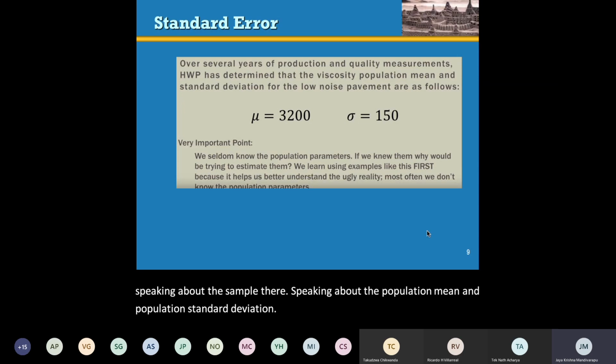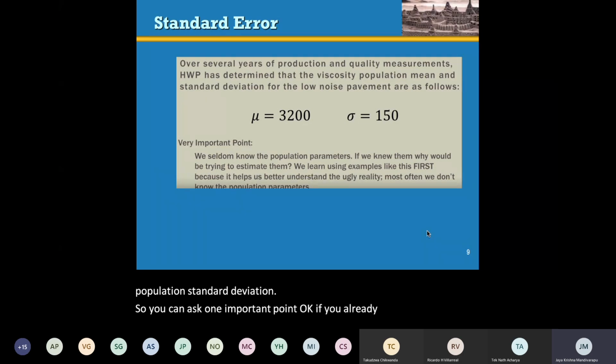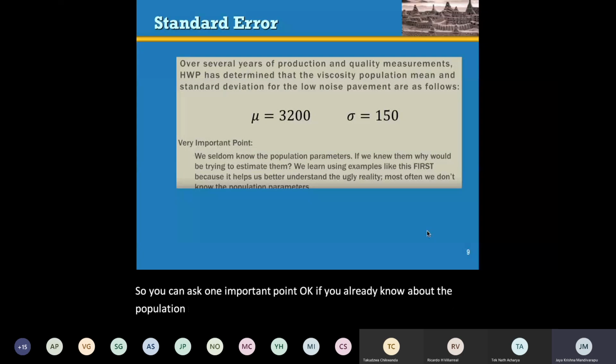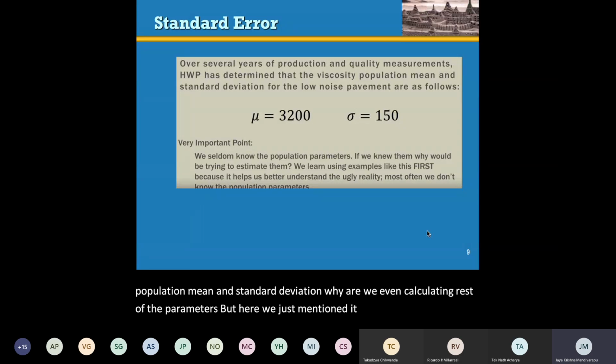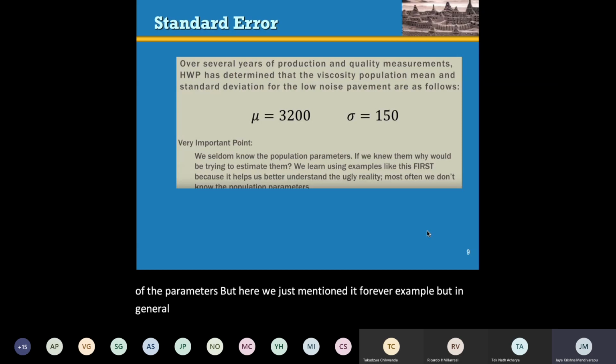You can ask one important point: if you already know the population mean and standard deviation, why are we even calculating the rest of the parameters? Here we just mentioned it for our example, but in general, in a real-time scenario, that won't be the case.